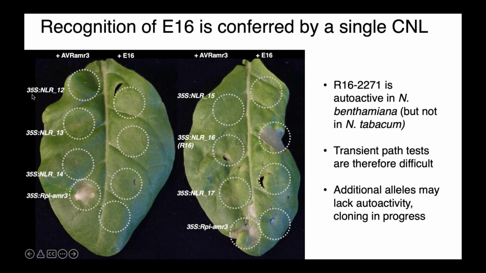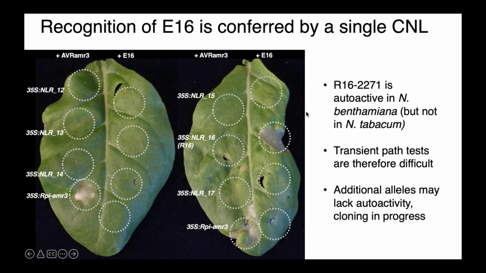And you can see that there's 6 candidates which we cloned, which were NLR 12, 13, 14, 15, 16, and 17. And you can see when these are co-expressed with Rpi-amr3, there's no HR at all. And when one gene, NLR 16, is co-expressed with effector 16, you can see that there's a very strong HR response. And this is what we now are calling receptor 16.